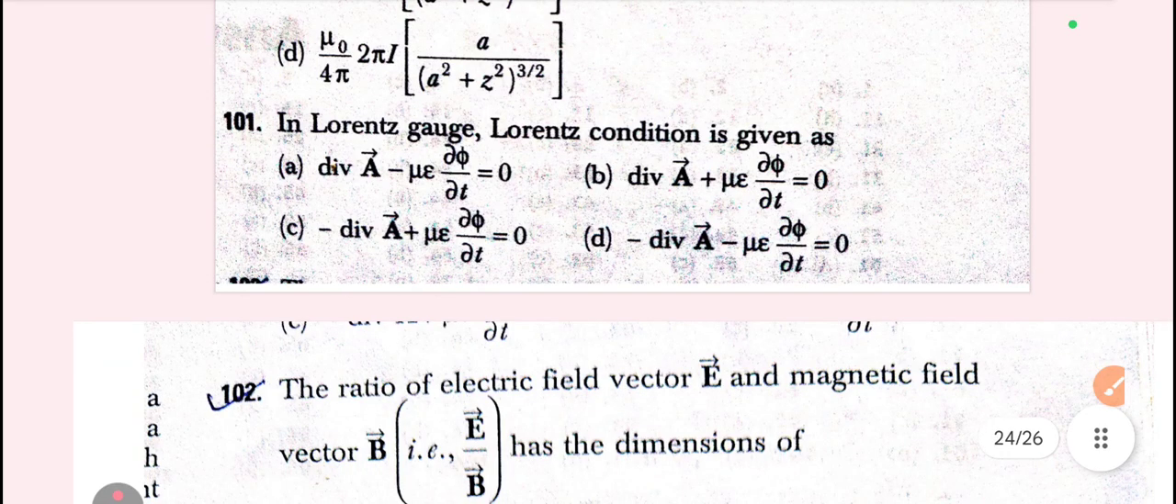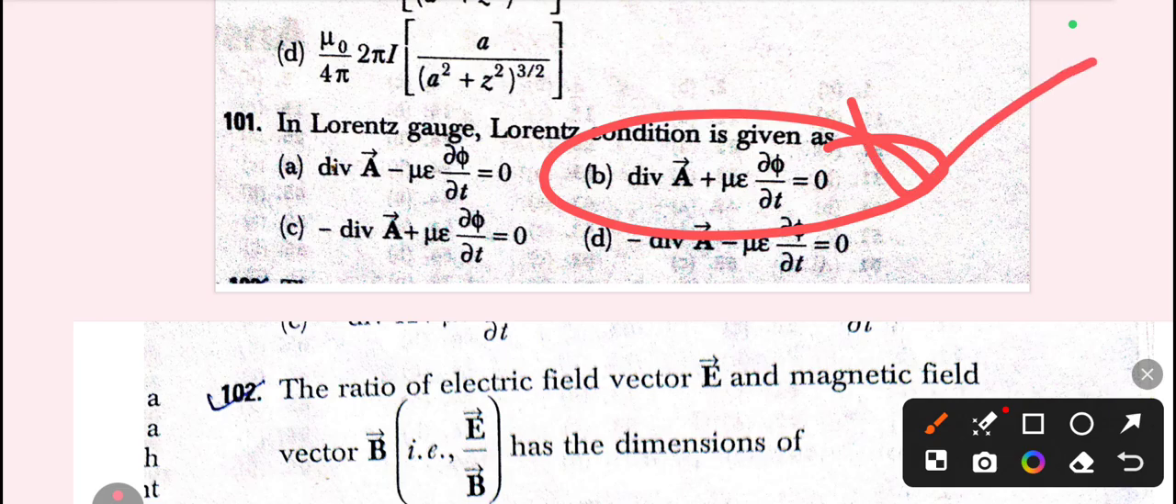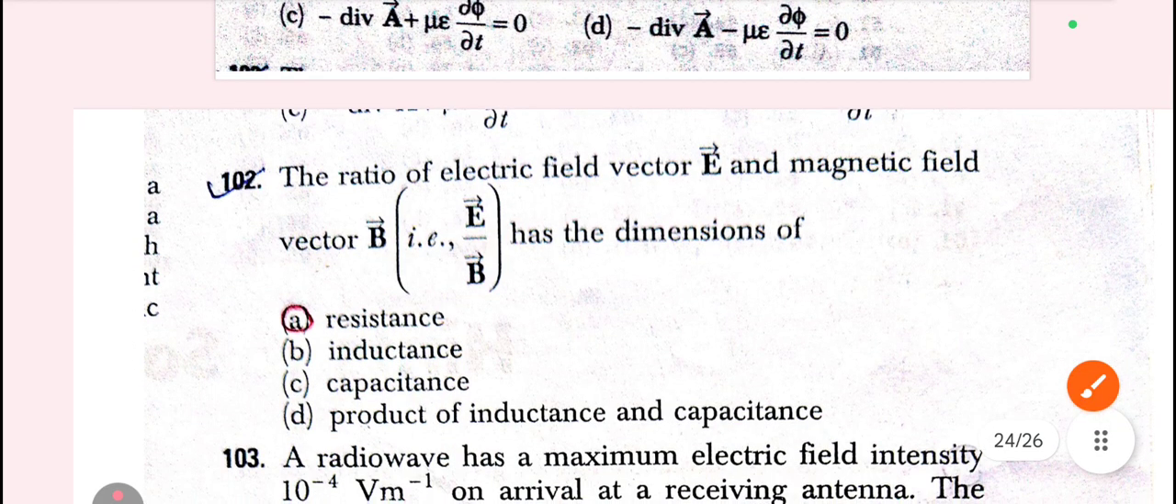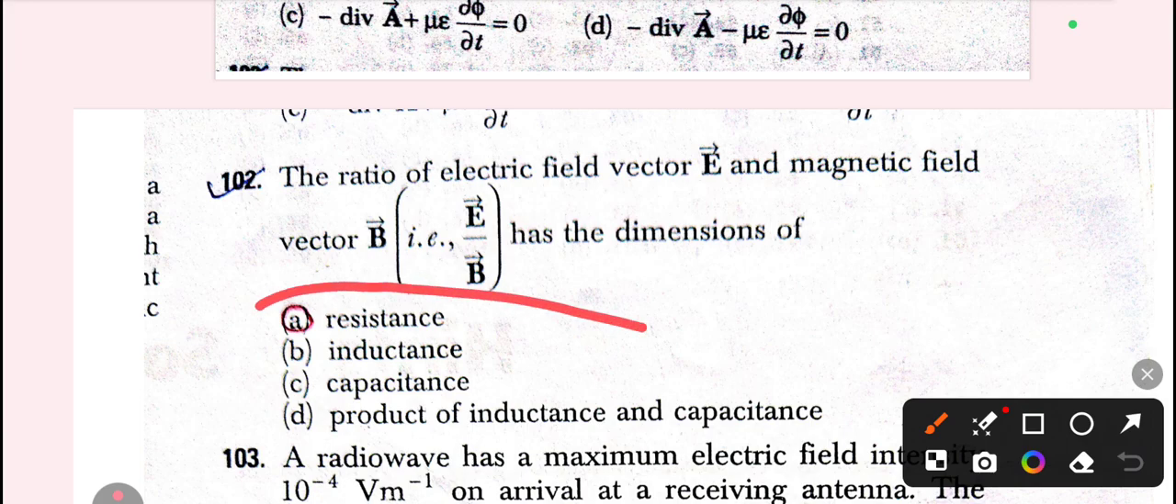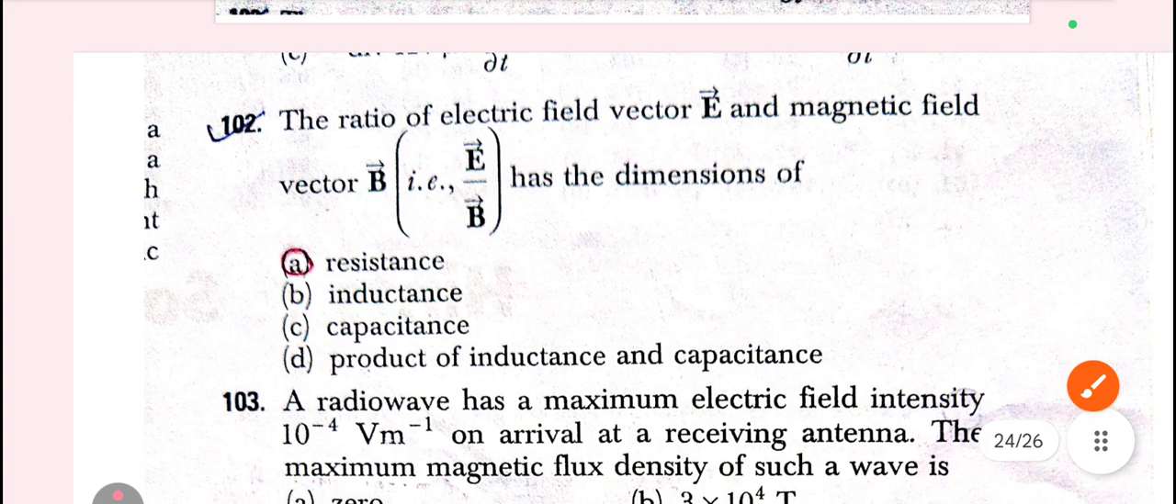Then we have question number 101. This is also an important question. Question number 101. The right option is B. Question number 102. The ratio of E over B has a dimension of resistance. The ratio of electric field vector and magnetic field vector B has the.